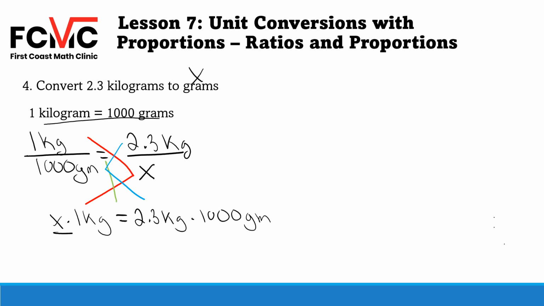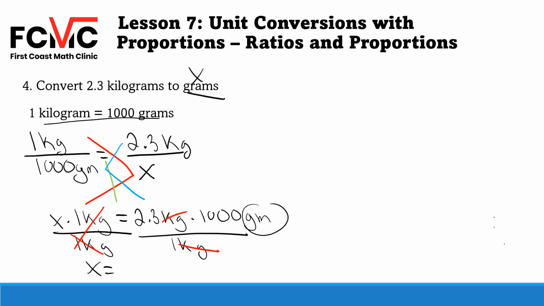So we want to get the X by itself. Let's divide by 1 kilogram and 1 kilogram. So the 1 kilogram cancels out on the left. The label kilogram cancels out on the right. So our label that's remaining is going to be the grams, which is what we wanted. And then 2.3 times 1,000 is going to be 2,300 grams. Let's do one more example.